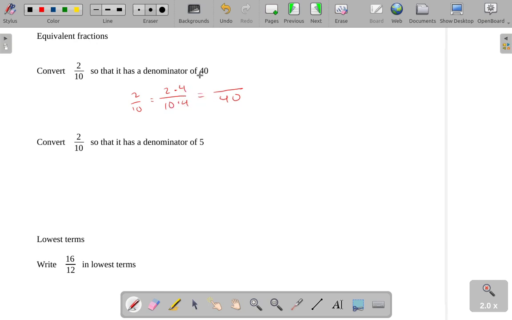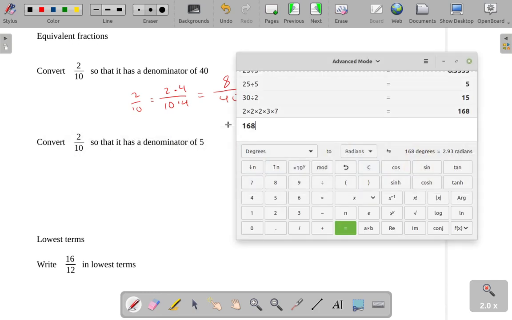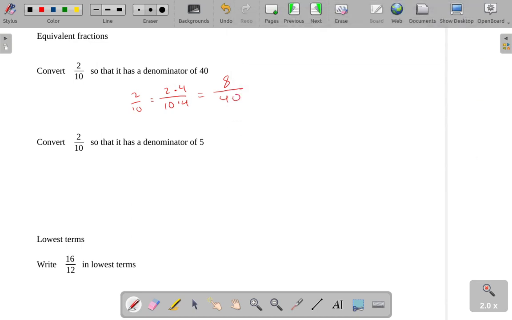But I can't do that to just the bottom. I have to do it to the top as well. And so you can see I multiply both the bottom and the top of this fraction by 4 to get up to 8 over 40. And these two numbers are equal. 2 over 10 and 8 over 40 are the same thing. You can actually verify, if you're wanting to check your work, by converting them both to decimals, just plugging them into the calculator. You can see 2 divided by 10 and 8 divided by 40 both give a decimal representation of 0.2. So that's one way to see that those are the same number.